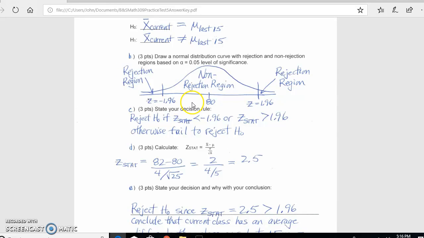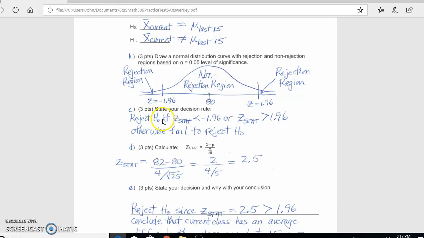Now we're going to calculate the z-stat in a moment, and if the z-stat falls anywhere between these two z-scores, this is the non-rejection region, which means we do not reject the null hypothesis. If the z-score falls to the right of 1.96, we would reject it. This is a rejection region. And if it falls to the left, then this is a rejection region as well, and we would reject the null hypothesis. So this is what I want you to draw in letter B.